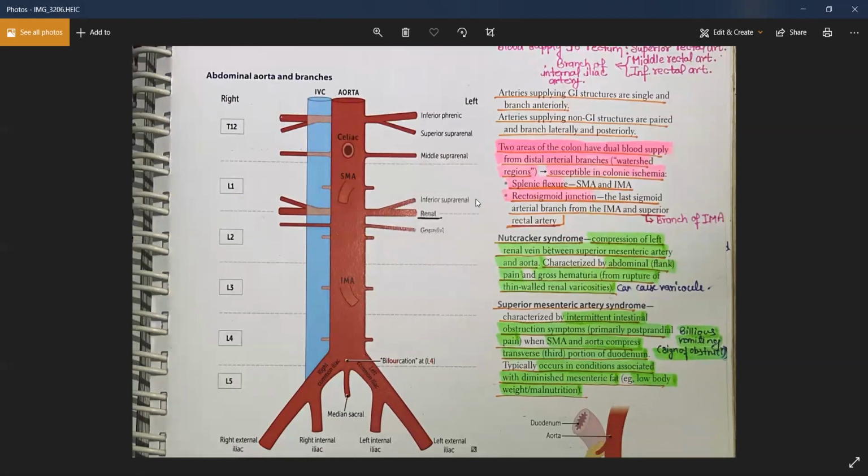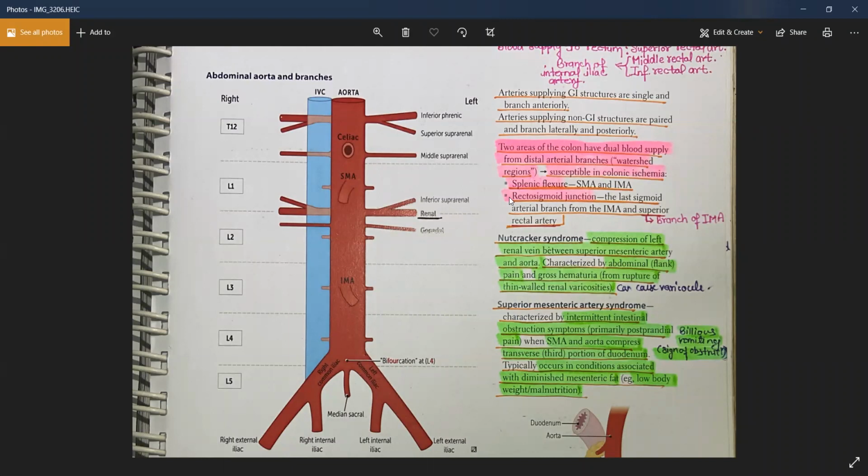Okay, and you also need to know some locations where you have a dual arterial supply. One is the splenic flexure. The superior mesenteric artery and the inferior mesenteric artery supply the splenic flexure, but the distal branches of the SMA and IMA supply there, and as a result, it is a watershed zone. It is a watershed zone because it is supplied by the distal branches. So whenever a blockage happens, the distal areas will be affected first, which is the splenic flexure.